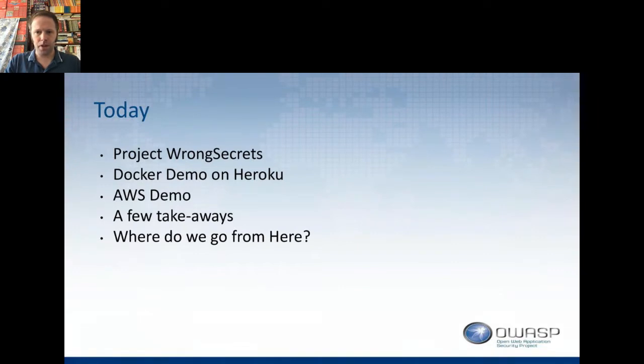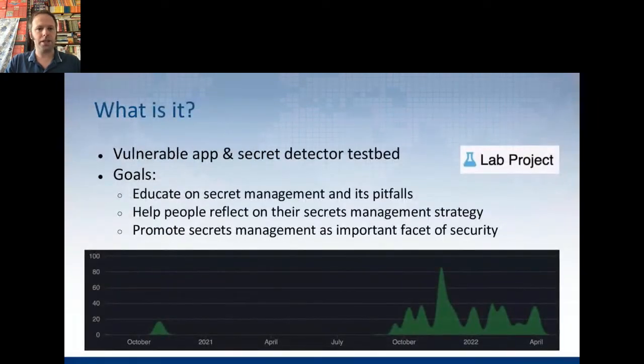All right. Good. So what is OWASP WrongSecrets? It's a vulnerable app, and it's also a secret detector testbed. And we'll get back to that later. It's an OWASP lab project, which basically means it has the status where the OWASP organization says, hey, we really see value in the project, now make it even cooler. The goal of our project is to educate people on secret management and its pitfalls. So when you play around with the app, you get a feeling for what you should look out for. And while you play with that, we hope you will be reflecting on your own secrets management strategy.